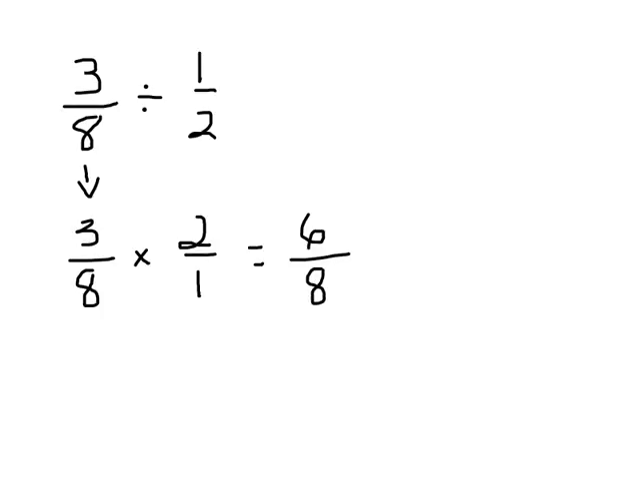My last step is to simplify my fraction. I can see that both 6 and 8 have a common factor of 2. They are both even. So I'm going to divide both the numerator and the denominator by 2. So 6 divided by 2 is 3. 8 divided by 2 is 4.